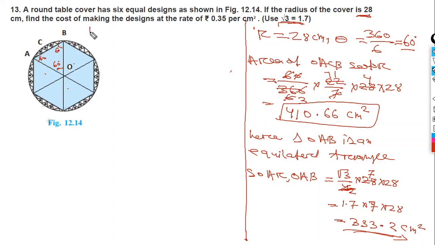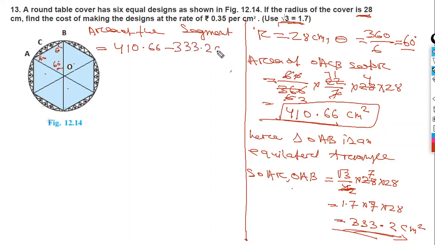So area of the segment equals area of the sector minus area of the triangle. 410.66 minus 333.2, which will be equal to, now please subtract it, 77.46. Now this is the area of one segment.